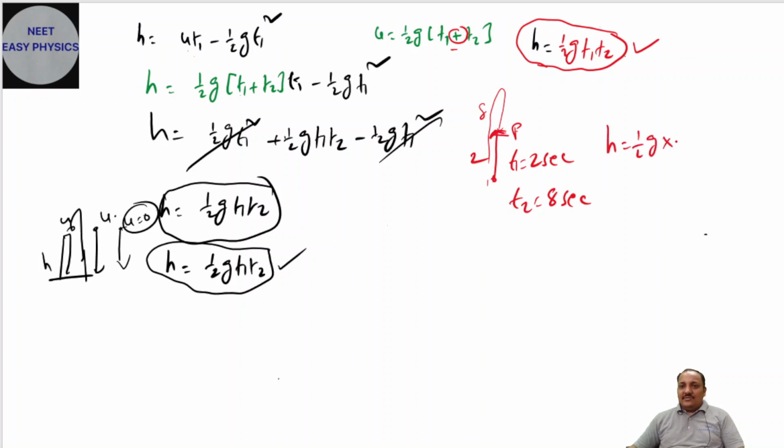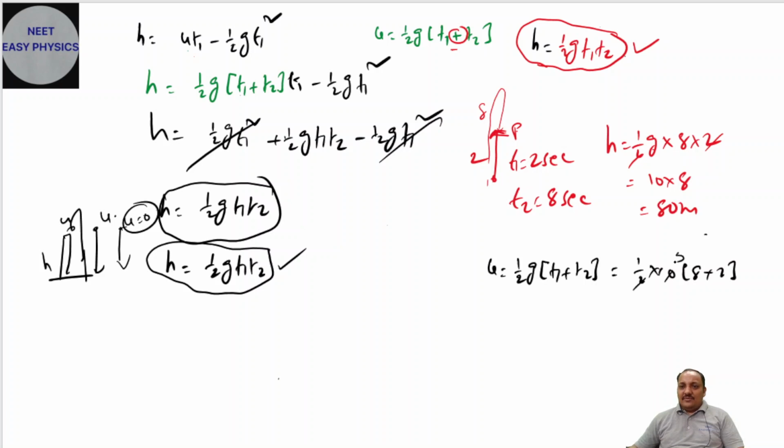Half g into, so 8 into 2 we are going to use. 2 will be cancelled. The g value is 10, so 10 into 8. So at 80 meters it is going to meet. So what is the initial velocity, they will ask. What is the initial velocity? Half g into t1 plus t2. So half into 10 into 8 plus 2. So 5 into 10, 10 into 5, so 50 meters per second.